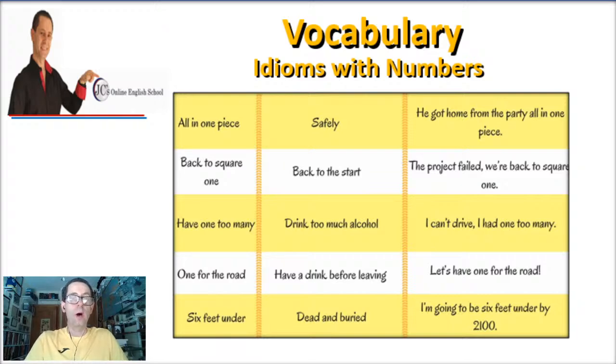Okay, next one. "One for the road," also related to alcohol. Have a drink before leaving. "Come on, one for the road." And the example is, "Let's have one for the road." I don't recommend it.